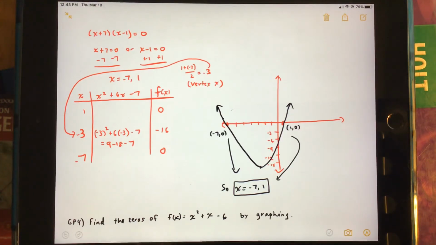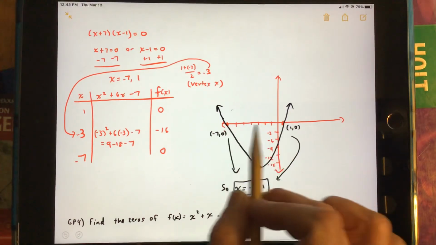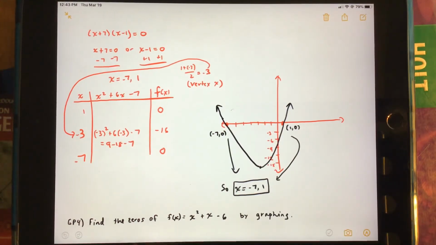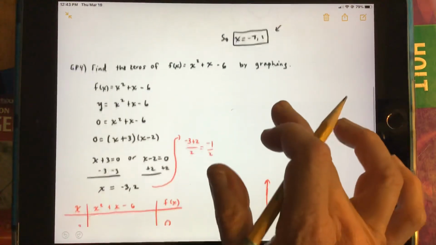And that graph then tells us that the solution to the equation set equal to 0 is negative 7 and 1. We see it right here on the graph. Those x-intercepts, the zeros of the function, solve the equation when f of x is set equal to 0. So there is our answer based on our graph. Guided practice 4.